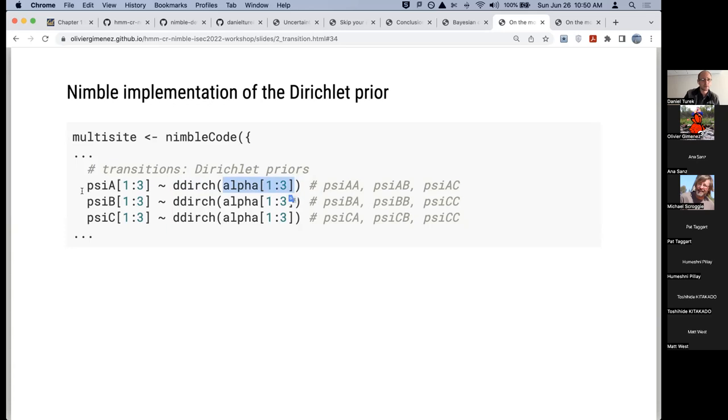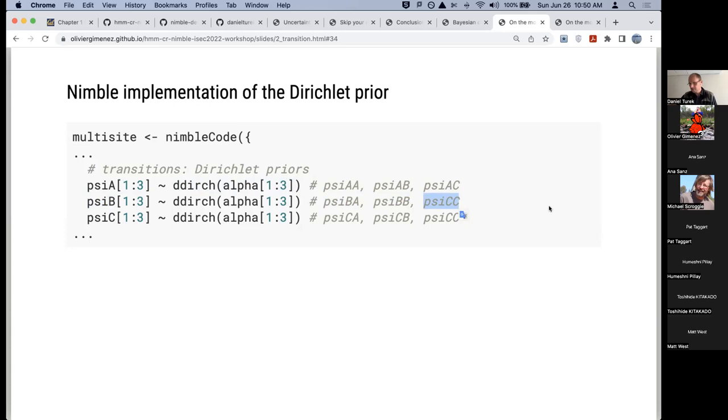Looking at the second one, these three probabilities represent, if you're in site B, transitioning to site A, a self-transition to site B, or, this is a typo right here, this should read site BC. That should read right there from site B to site C. That's about this Dirichlet prior.